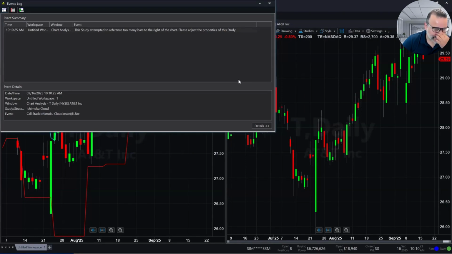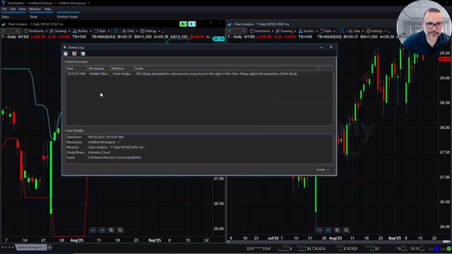Now, one of the things that is going to happen is this pop-up or events log, because there's something you need to do to the chart so that the study can plot. It says here that the study attempted to reference too many bars to the right of the chart. Please adjust the properties of this study. I wish the study would automatically adjust the bars to the right of the chart, but it doesn't do it. It needs a little bit more space to the right in order to plot, because the cloud of the Ichimoku is actually moved forward into the future. It's calculated with historical data or what's happening right now in the markets, but at the same time, it's shifted forward so that you can apply that calculation to any future values and try to do some projections.